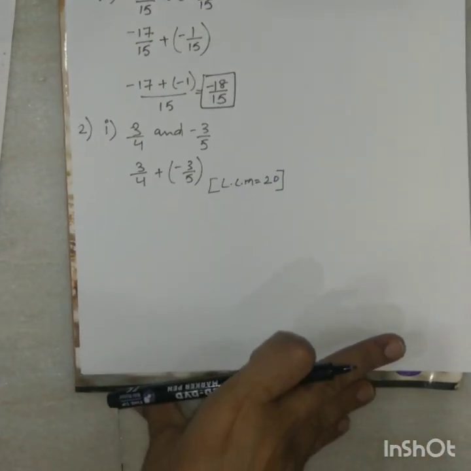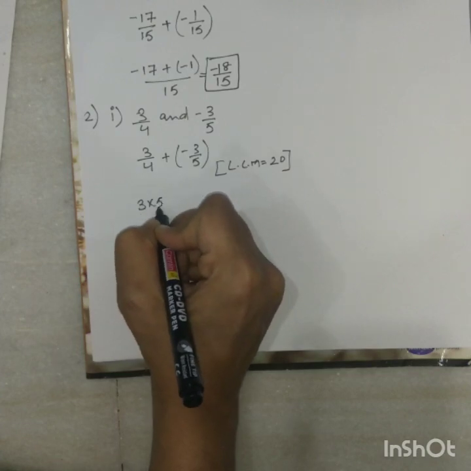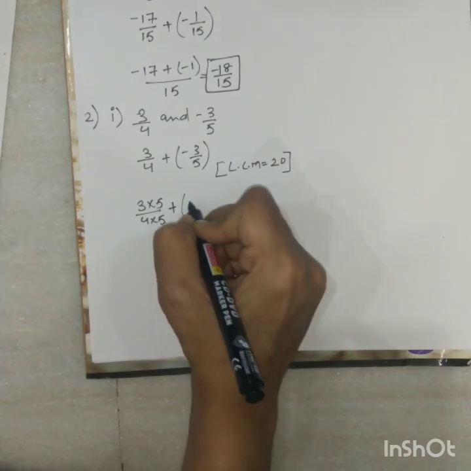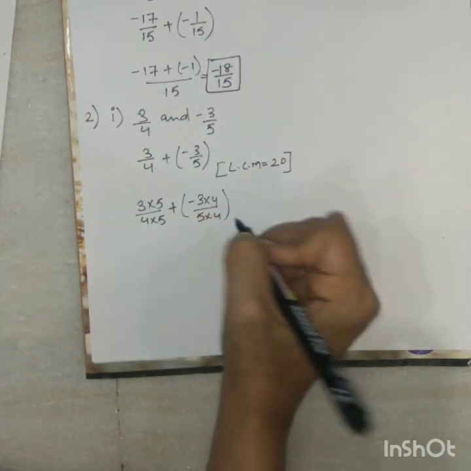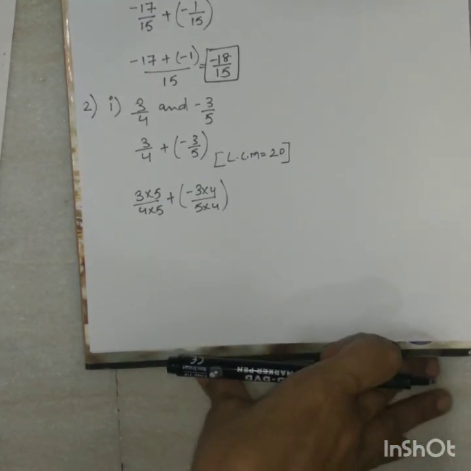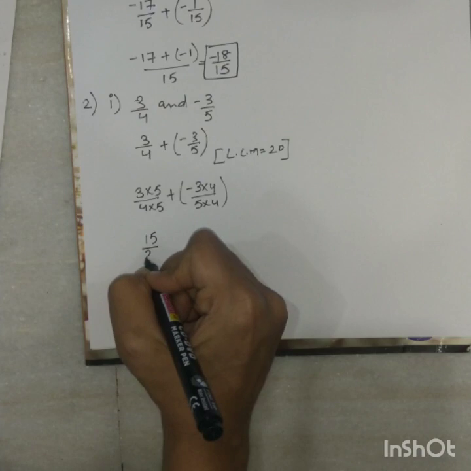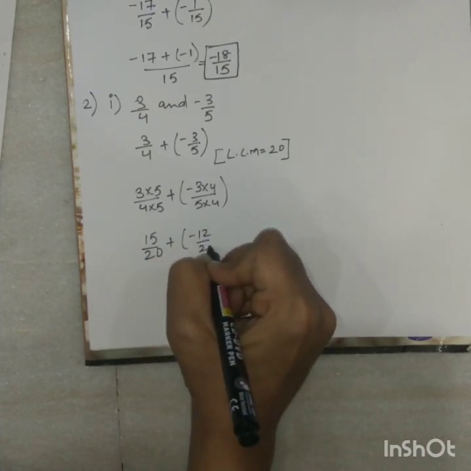Students, now when we take LCM, we know how we solve. 3 into 5 upon 4 into 5 plus bracket minus 3 into 4 upon 5 into 4. This I have done to make the denominator common. So 3 into 5 is 15 upon 20 plus minus 12 upon 20.